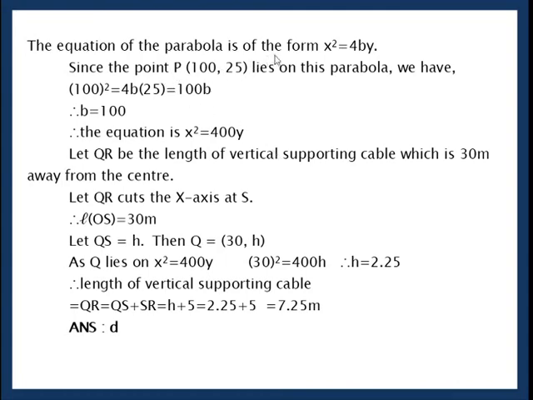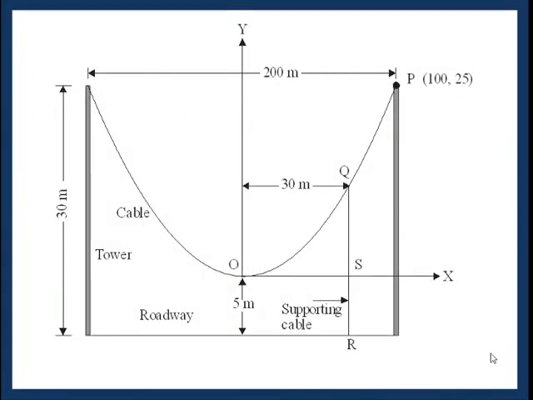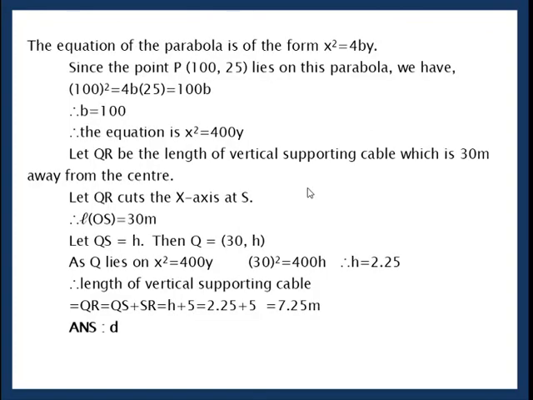The equation of the parabola is of the form x² = 4by. Since the point (100, 25) lies on the parabola, we get b equal to 100. So the equation of the parabola is x² = 400y. Let QR be the length of the vertical supporting cable, which is 30 meter away from the center. See, QR is that supporting cable, right? So this distance is 30 meter. Let QS be h.